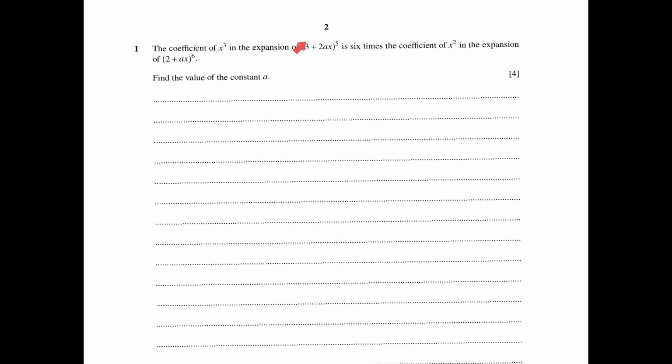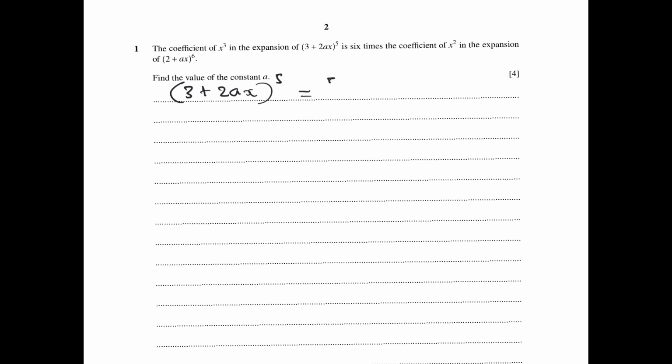We first of all need to get the coefficient of x cubed in the expansion of that, and then we also get the coefficient of x squared in the expansion of (2 + ax)^6, and then of course we equate them accordingly as they've said there. So how then do we get the coefficient of x cubed in the expansion of (3 + 2ax)^5? Remember, we just need to apply the formula here.